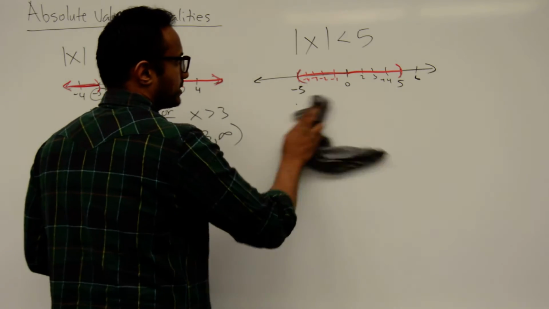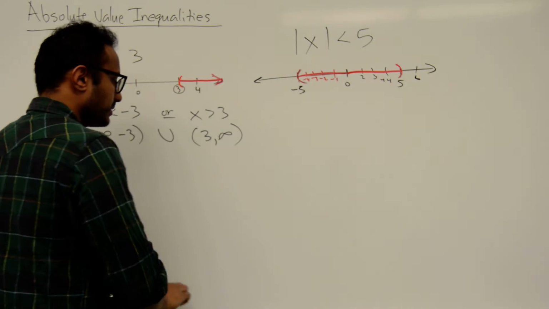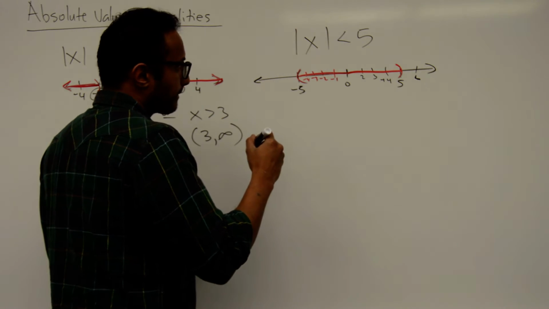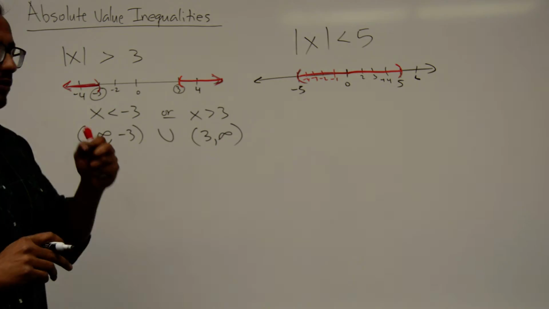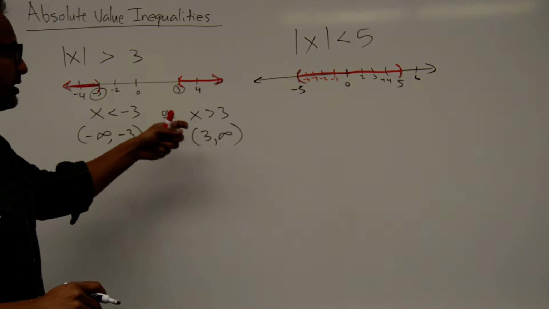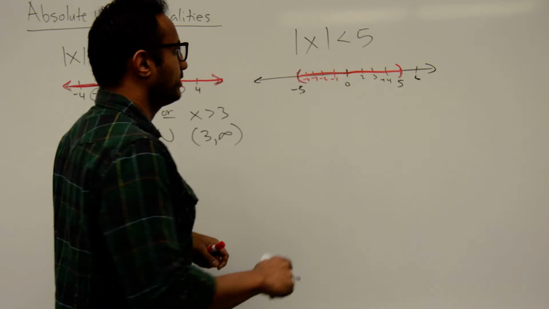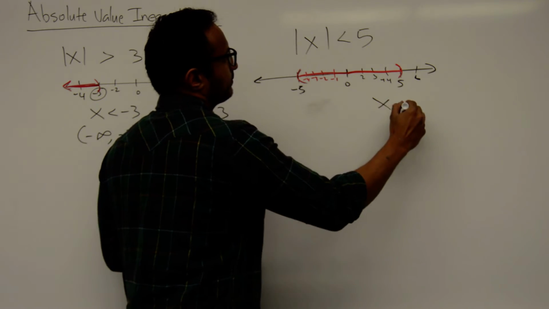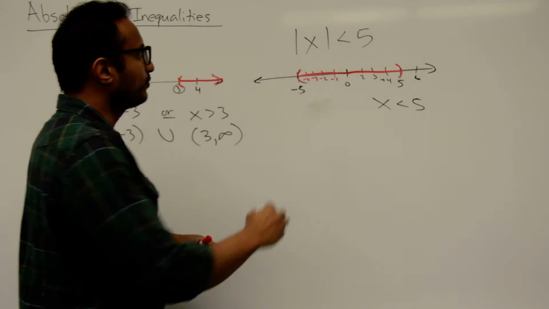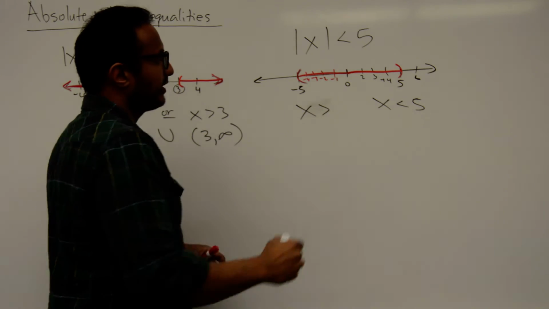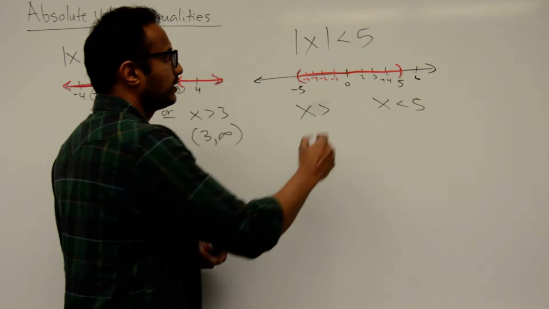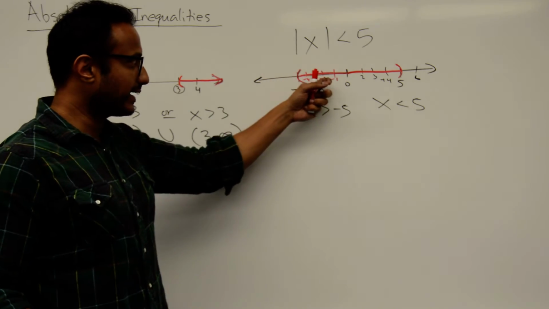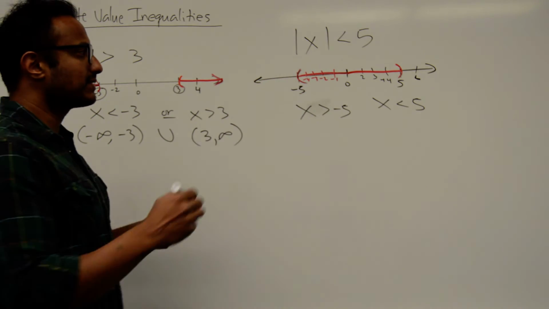Okay, now how do you write this? So the way you write this is the following. In interval notation, well, okay, first let's talk about the inequality. The rule that I gave you guys here is you write the original inequality, which is x less than 5. And then you flip the inequality, so make it greater than, and you flip the sign, so the 5 becomes a -5. So x is greater than -5, and at the same time, x is less than 5.